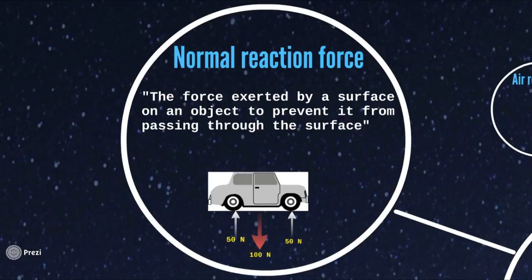And not only this, in this case we were looking at an example where there was a car on the ground. It could be you trying to pass through a wall. You are not able to pass through a wall because the force with which you hit that surface of the wall, you get hit back with the same amount of force. Thus you are not able to pass through the wall. Thus I'm stating it once again that the normal reaction force is the force exerted by a surface on an object to prevent it from passing through the surface.